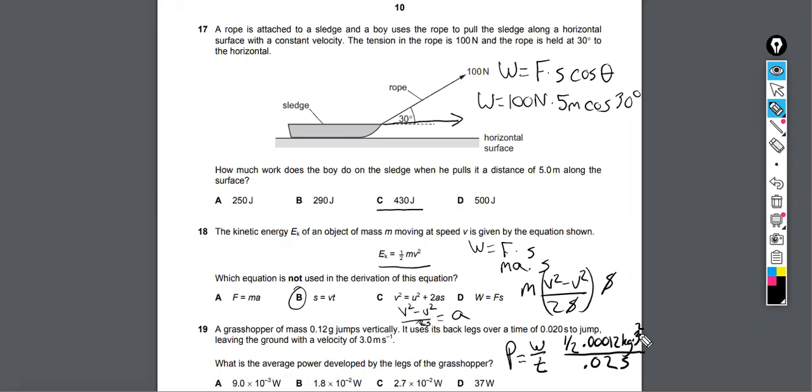So we have kilogram meter squared per second squared over seconds, which is kilogram meter squared per second cubed, the base units of watt. And if you type all that in your calculator correctly, you should be able to show that the correct answer is, I think it's C. Let me just double check. 0.5 times 0.00012 times 9 divided by 0.02. So it's 0.027, which is the same thing as 2.7 times 10 to the negative 2 watts of power in a grasshopper's legs.